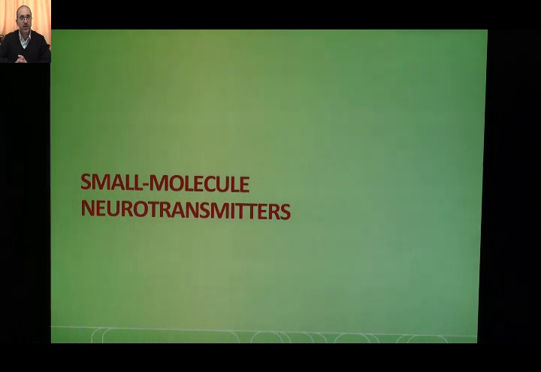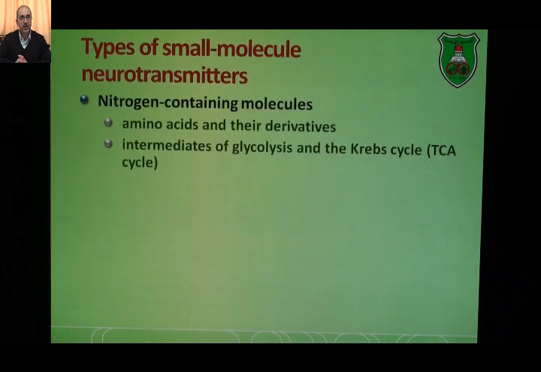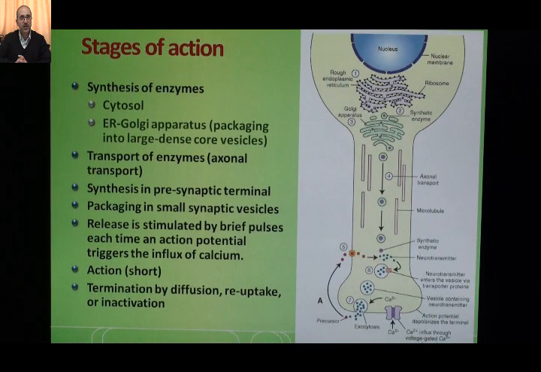So let's talk about the second type of these molecules, the small molecule neurotransmitters. As I said, there are different types. We have the biogenic amines, we have modified amino acids, and these modified amino acids can be derived from intermediates of glycolysis and the Krebs cycle. So let's talk about their synthesis.